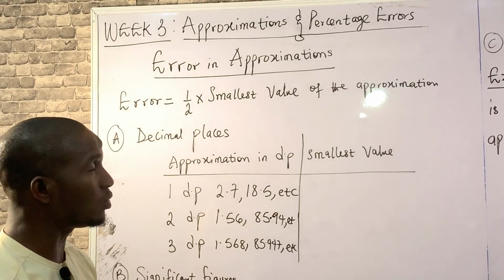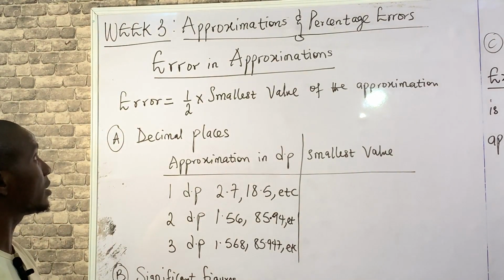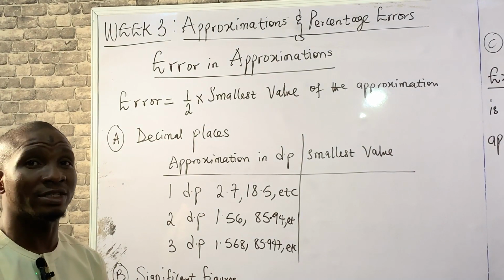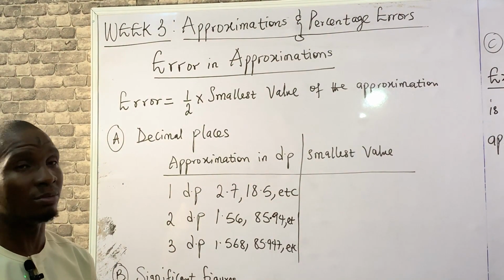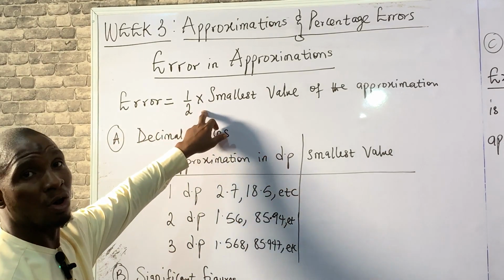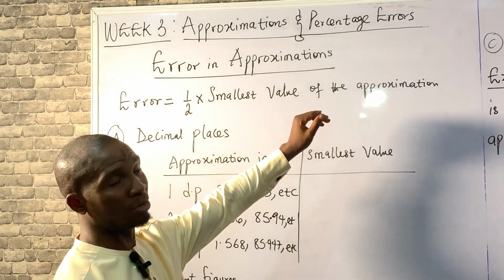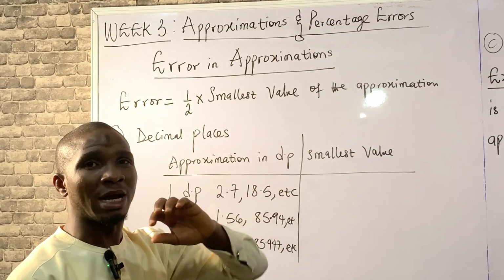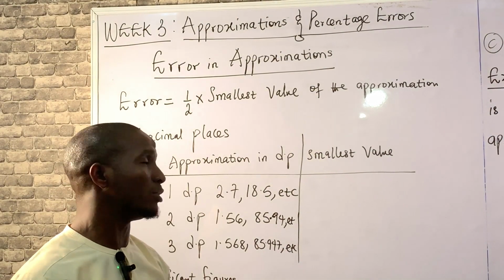All right, so we continue with our topics, the week 3 topic, still on approximation and percentage error. So we'll be looking at error in approximation. Error can be defined as half of the smallest value of the approximation. The smallest value of the approximation depends on the level of approximation.